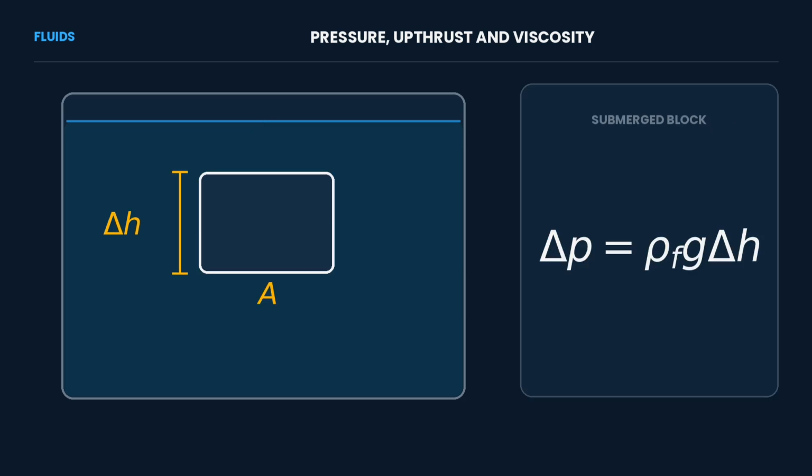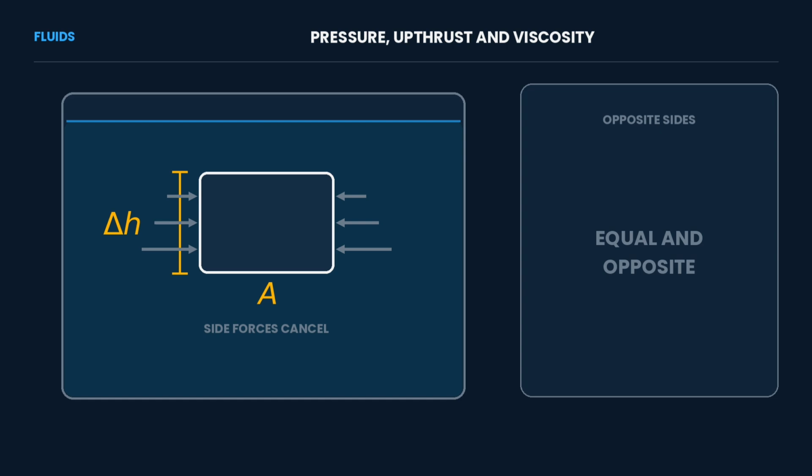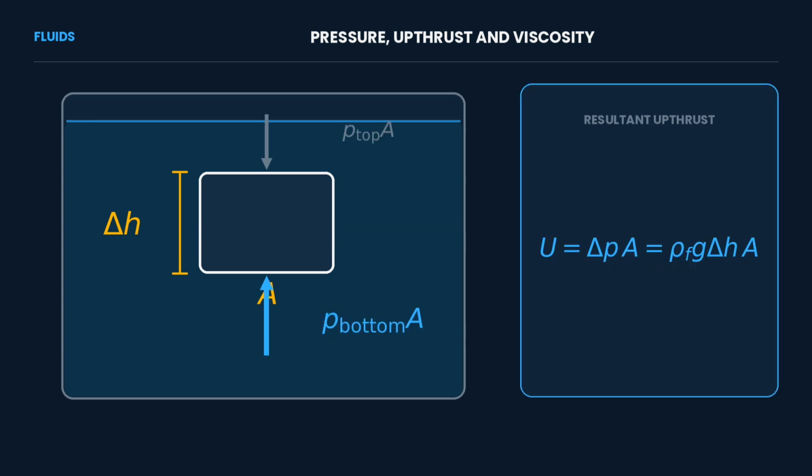Place a block of height ΔH in the liquid. Forces on opposite side faces cancel. But the lower face is pushed more strongly than the upper face, so the resultant upthrust is the pressure difference multiplied by the area, ρgΔHA. Since ΔH times A is displaced volume, the upthrust is fluid density times the displaced volume times g.